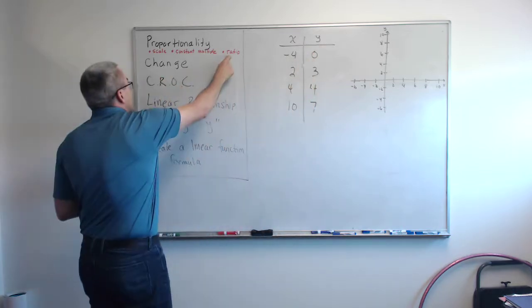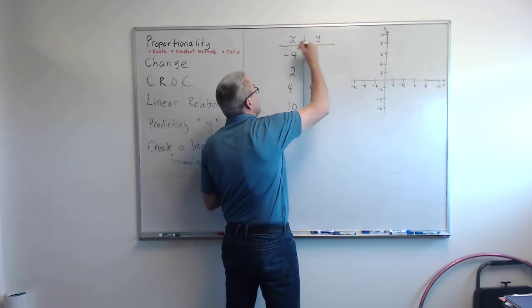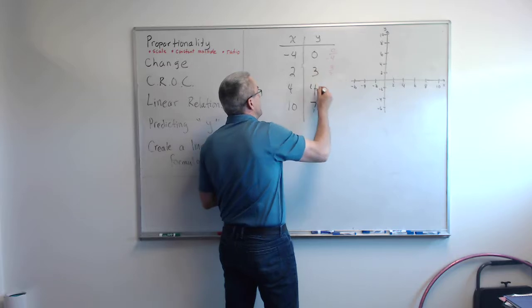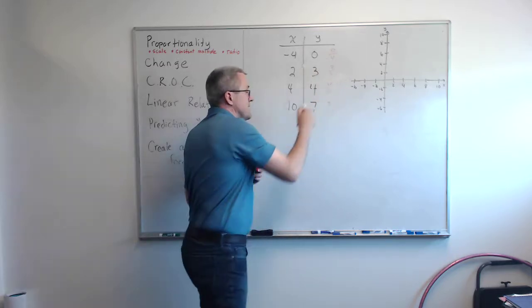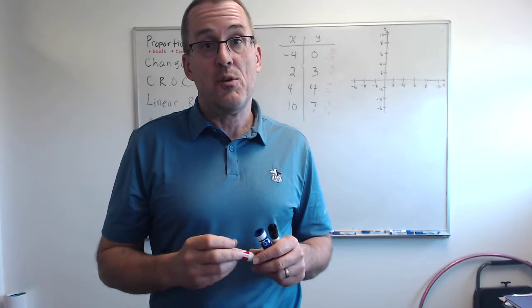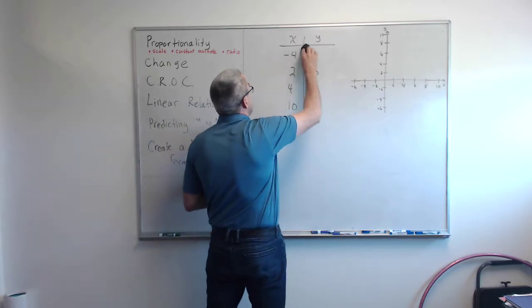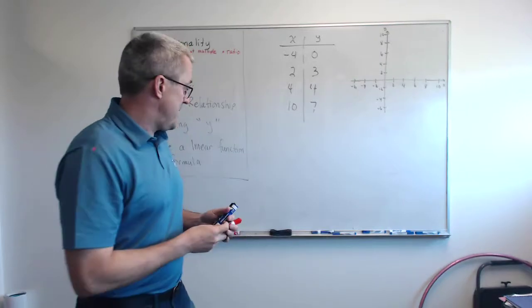And then we can also look at ratios. Like if we look at the ratio from y to x, 0 to -4, 3 to 2, 4 to 4, 7 to 10. If we were to see a proportional relationship, all those ratios would be the same. And I hope you clearly see that they are not. So these two quantities, x and y, are not proportional, we would say.